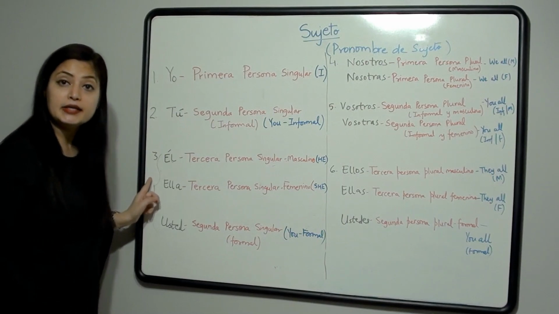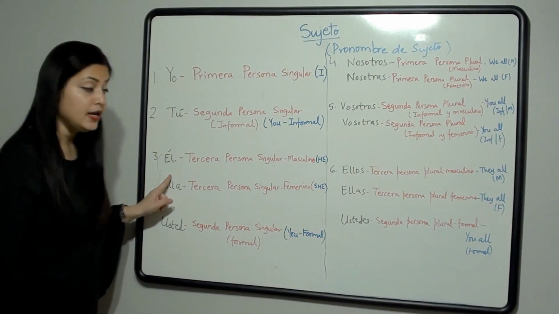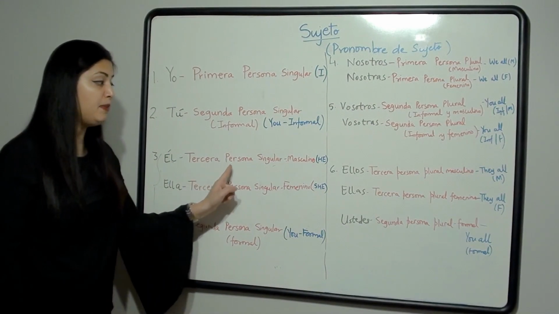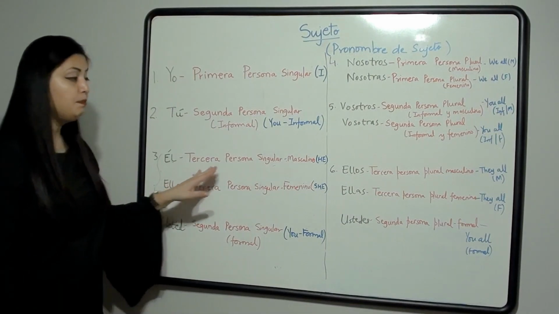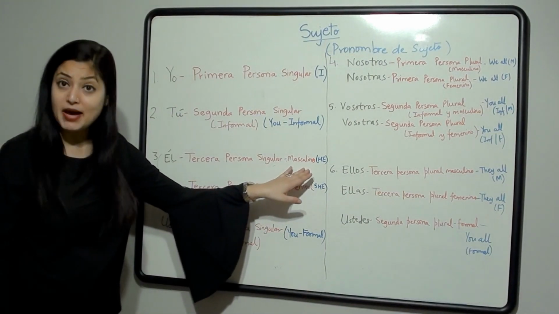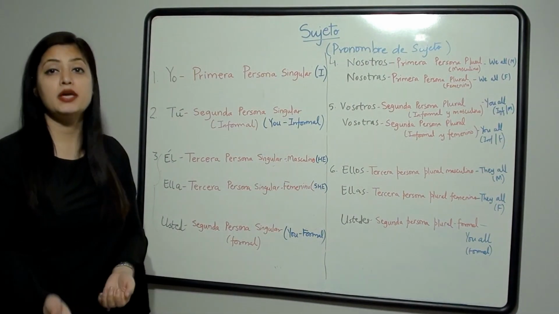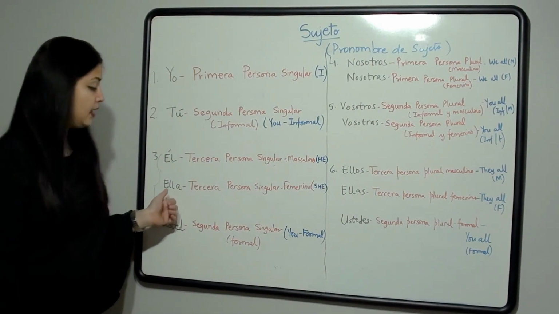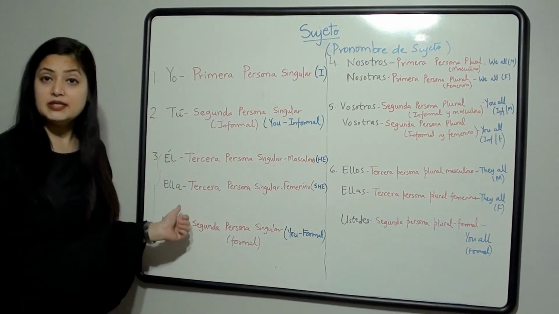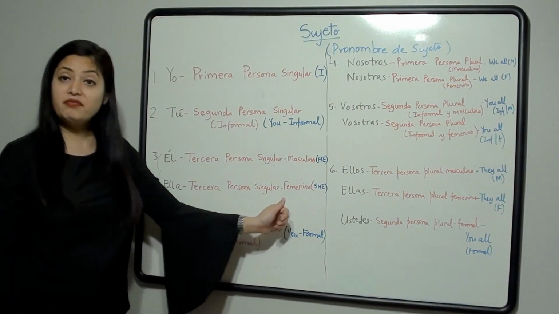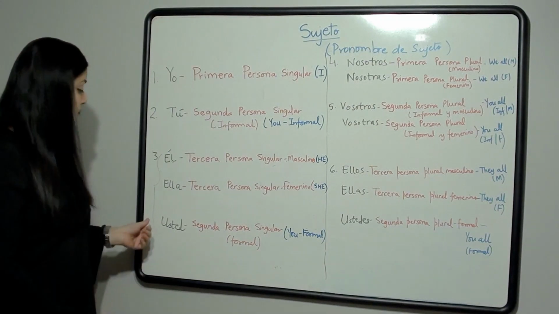Similarly, in the third category, we have all of the three together. The first one is él. Él es tercera persona singular masculino, which means it is third person singular and masculine. That means it is used for the English equivalent of he. Ella es tercera persona singular and femenino, means it is third person singular but feminine, and it is used for the English equivalent of she.